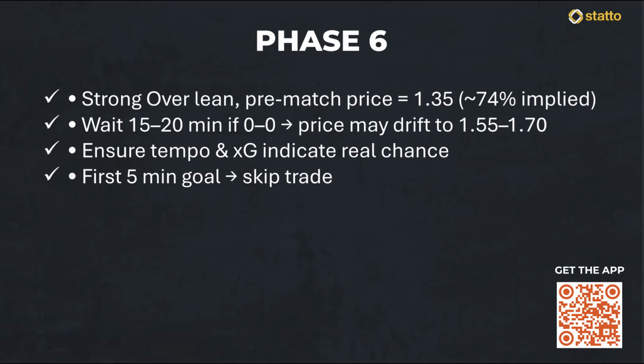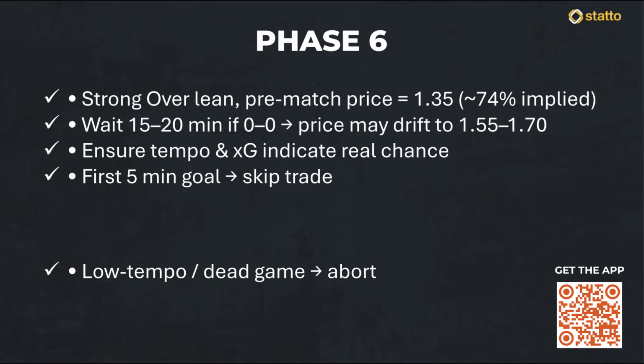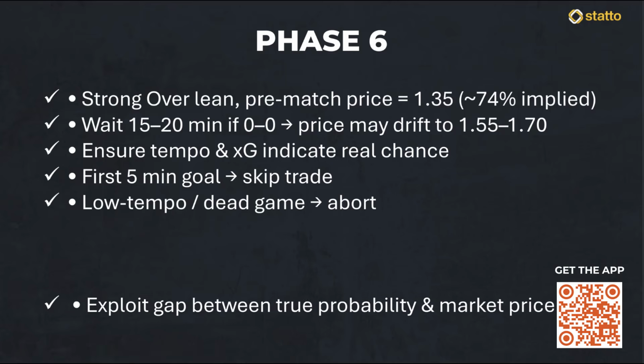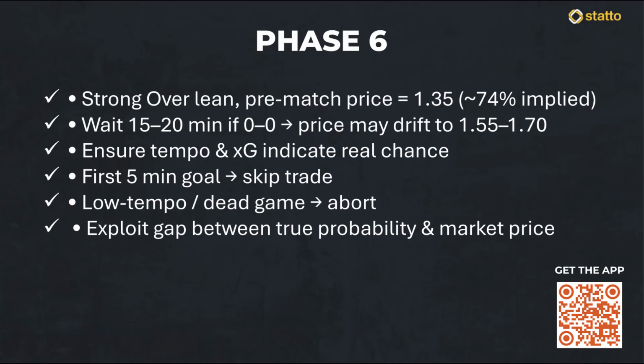However, if a goal is scored in the first 5 minutes, we simply walk away. The value is gone. Similarly, if 25 minutes pass and the game is a dead tempo with no chances, we abort the trade. This discipline is the difference between a professional model and an impulsive gamble.